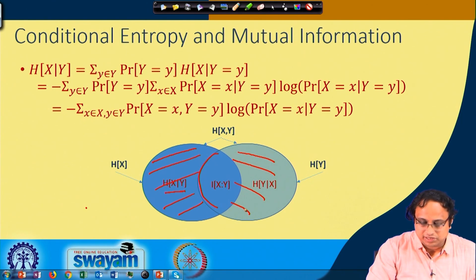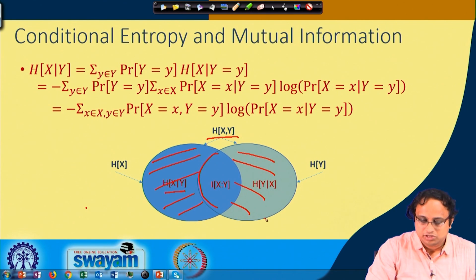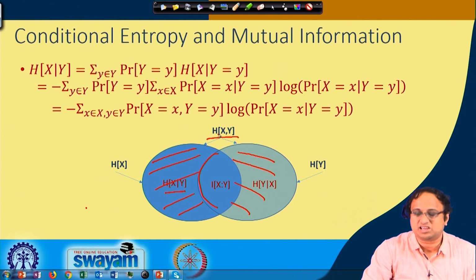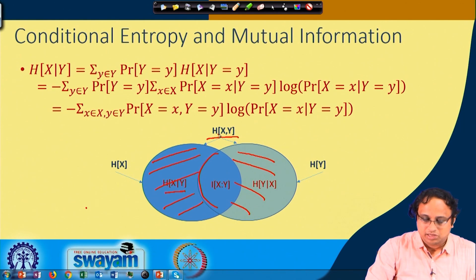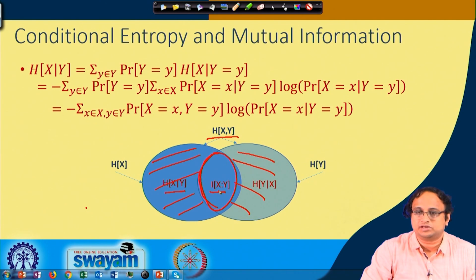Okay. And you can easily note that if I want H of X comma Y, then that is given by this total region. Okay. So, you can note that if I add H(X) and H(Y), then it is more than H of X comma Y. So, these kinds of relationships become quite evident if you think of this Venn diagram. In particular, we are interested in this region, and this region is called the mutual information of X and Y.